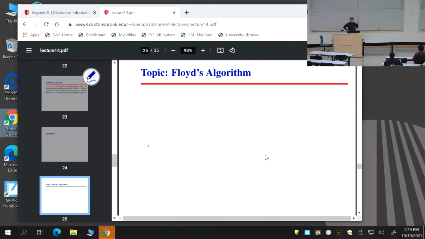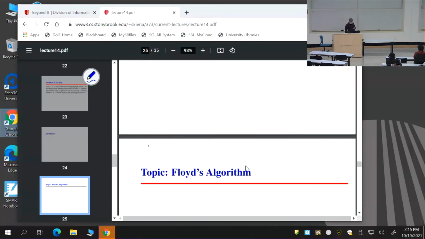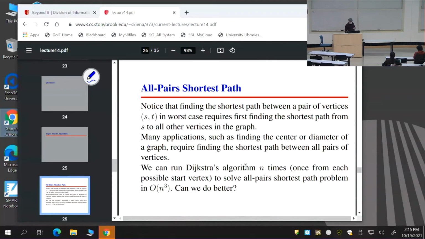Any questions? Okay, it's clear the class universally wants to learn about a slick, shortest path algorithm.